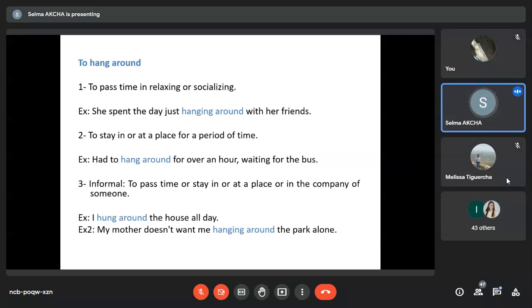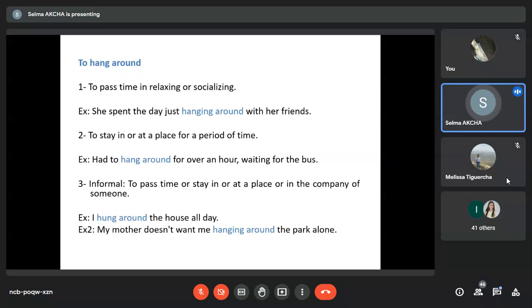Second meaning is to stay in or at a place, because sometimes we say in a place, sometimes we say at a place, it depends. To stay in or at a place for a period of time. When you stay in the same place for a period of time, you say, I am hanging around somewhere. For example, I had to hang around for over an hour.